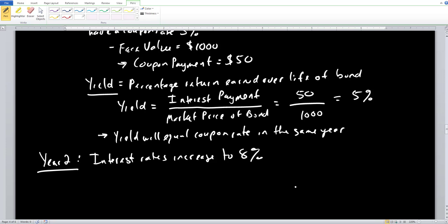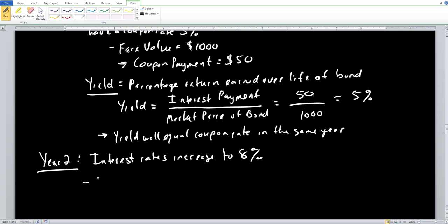The question that we want to go ahead and ask is, you bought this 5% bond in the previous year, but you want to go ahead and sell it in year number 2. What would be the fair market value of that bond? Will it go up in value? Will it go down in value? Or will it stay exactly the same price?